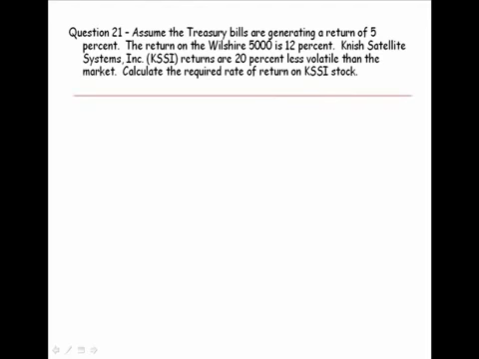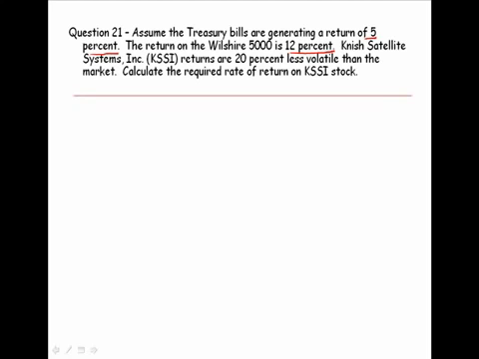Let's assume that Treasury bills are generating a return of 5%. The return on the Wilshire 5000 is 12%. So we've got 5%, which is representing our risk-free rate, and the return on the market is going to be represented here by 12%. KSSI satellite systems returns are 20% less volatile than the market. Calculate the required rate of return on KSSI stock.